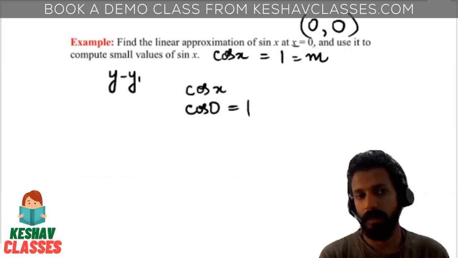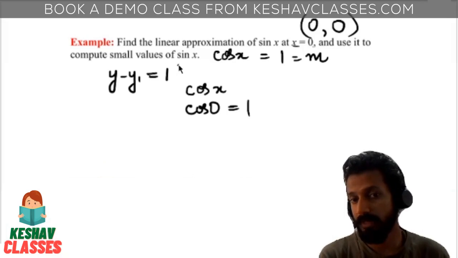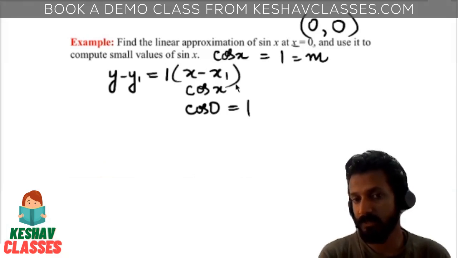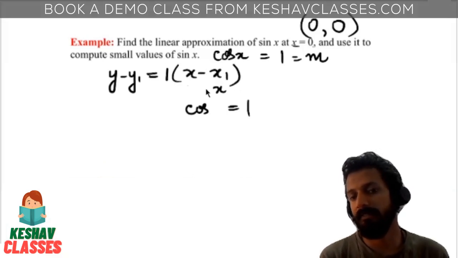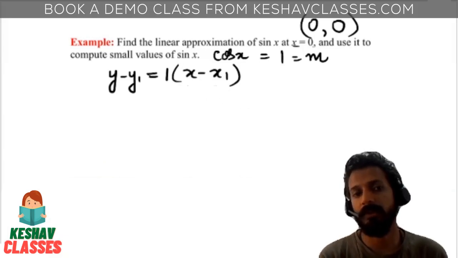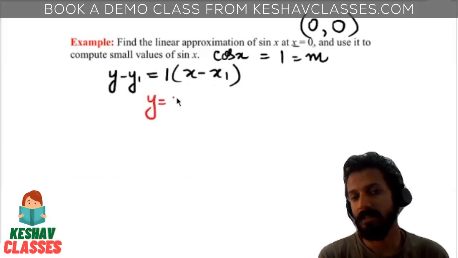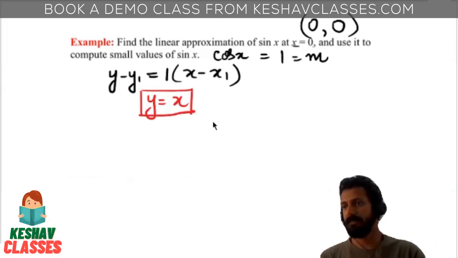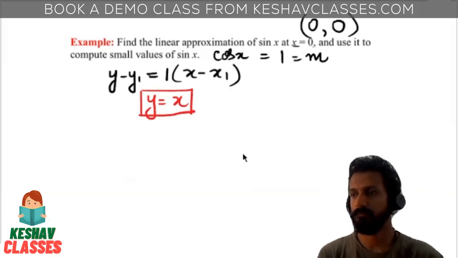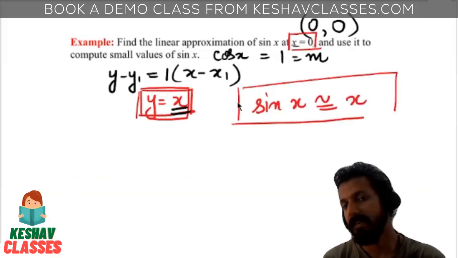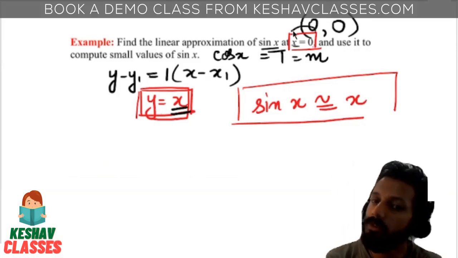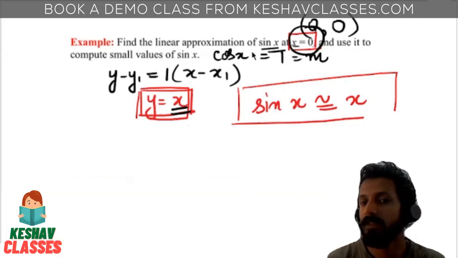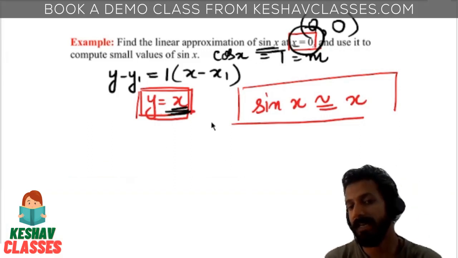Now y minus y1 is equal to 1 times, this is the slope, times x minus x1. Now both x1 and y1 are 0. So from here you can simply say y is equal to x is the equation of the tangent. Tangent y is equal to x. In my function y is equal to sin x. So what I'm saying is for values which are closer to 0, sin x will be equal to x.